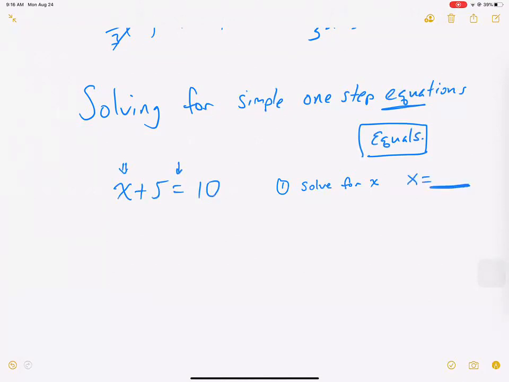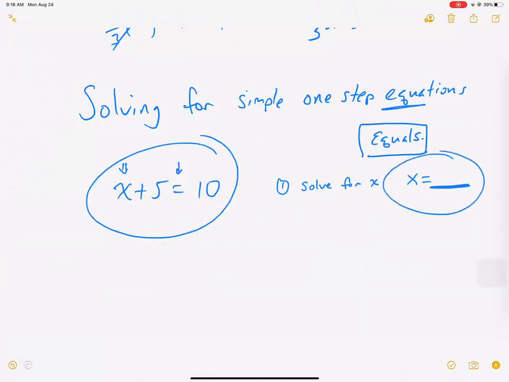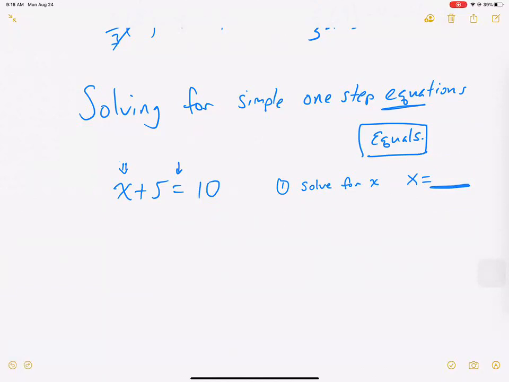Now I want you to see some similarities between where we start and where we end. We start off with x and an equal sign, and we want to end with x by itself and an equal sign. So this is our goal here. Now, if you look on my left side here, what could I get rid of to get x alone by itself?